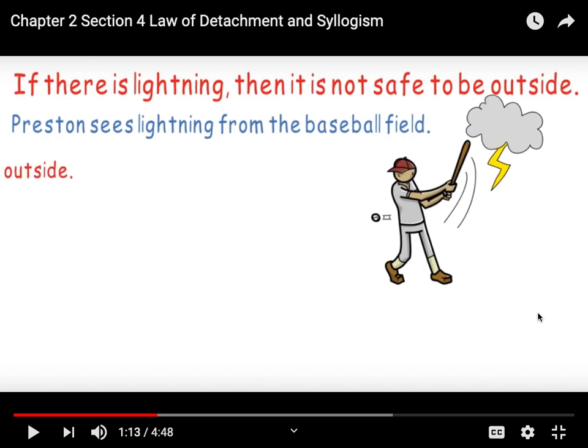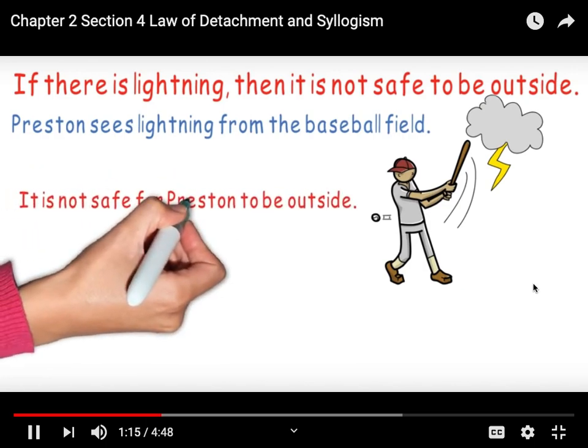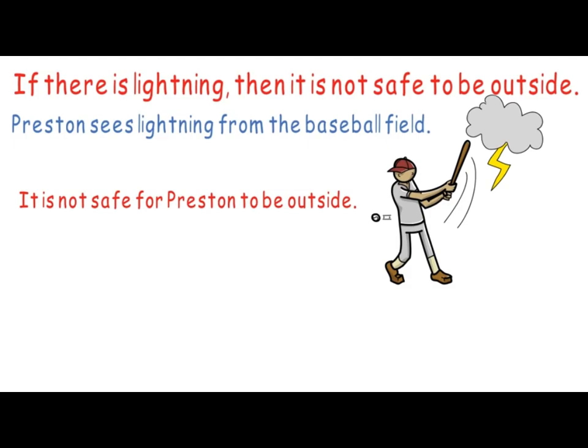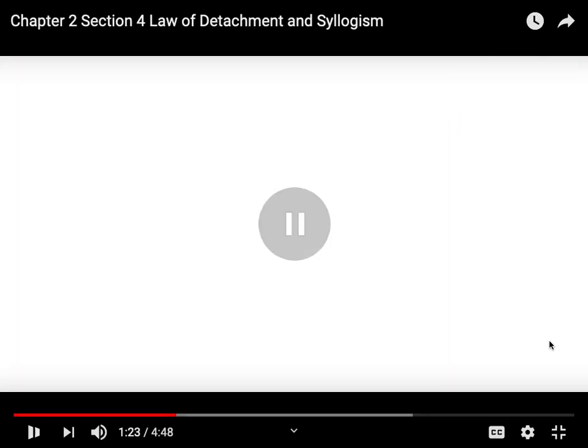But it doesn't say that it's not safe to be outside. We're not talking about that. We're talking about the conclusion now in a second. According to our law of detachment, if there is lightning, Preston sees lightning, well, then we can make the same conclusion: it is not safe for Preston to be outside. Is that true? If there's lightning, is it safe to be outside?